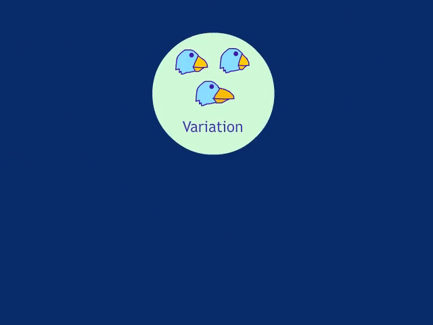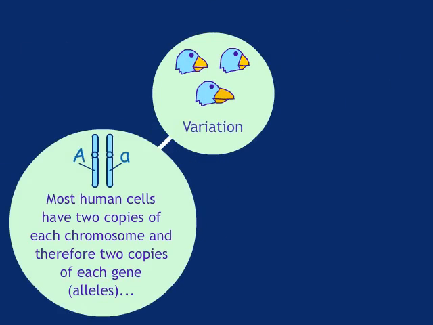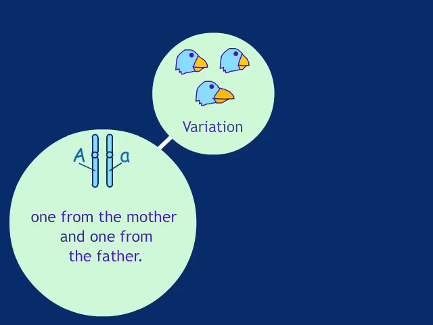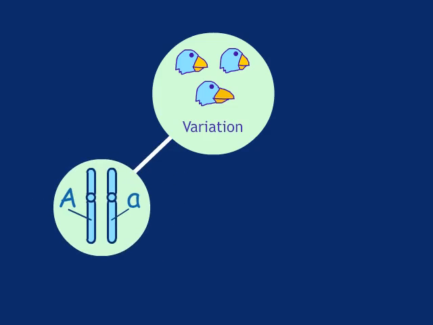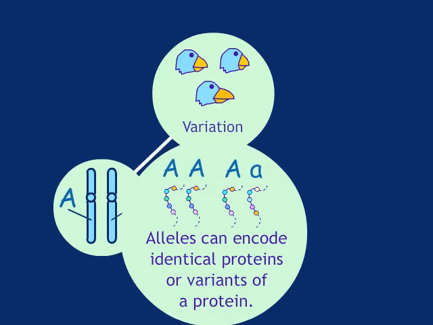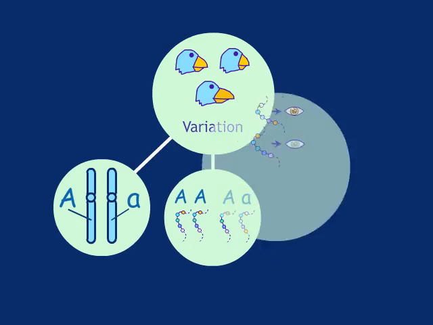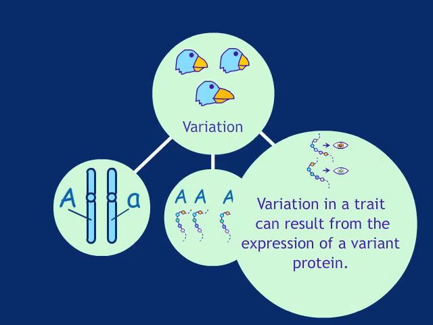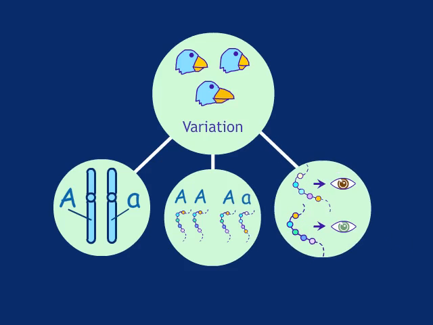Understanding how variation occurs involves knowing that most human cells have two copies of each chromosome and therefore two copies of each gene, or two alleles, one from the mother and one from the father. It also involves knowing that alleles can encode identical proteins or variants of a protein, and that variation in a trait can result from the expression of a variant protein. For example, one variant of a given protein may encode brown eyes, whereas another variant may encode hazel eyes.